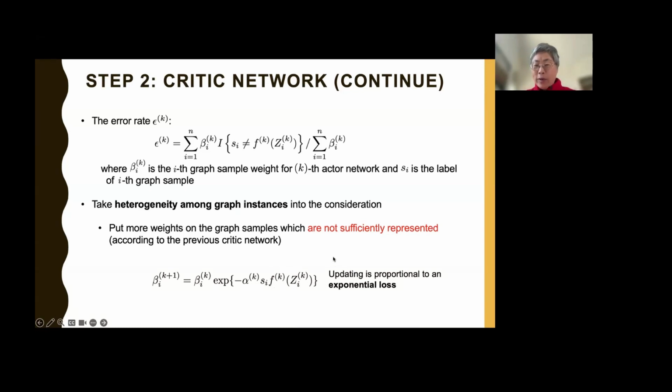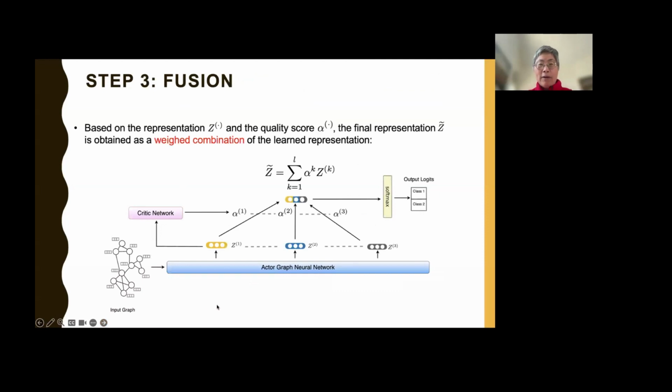But in that sense, we also incorporate the heterogeneity for the sampling of the graph. Okay, so in general, this critic or the quality is related to misclassification error.